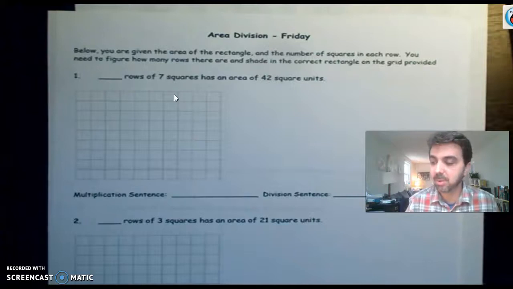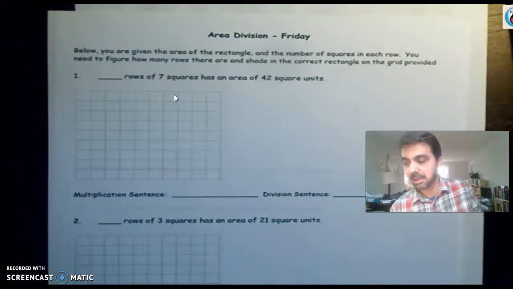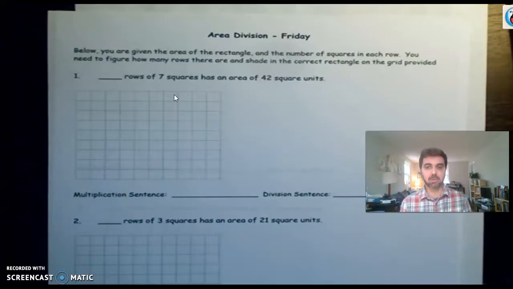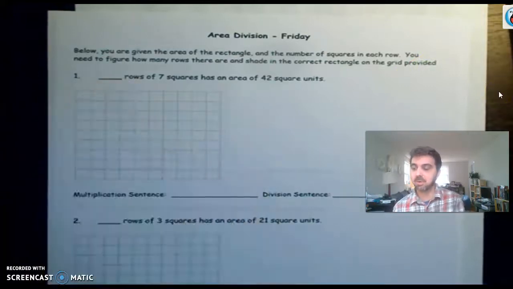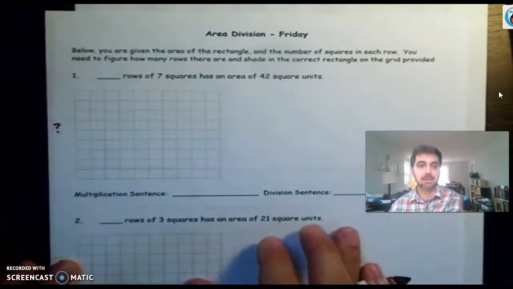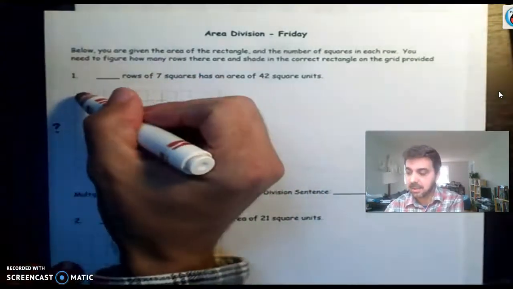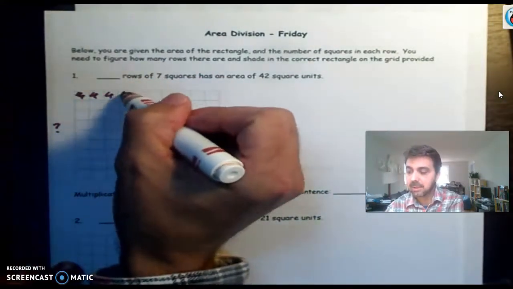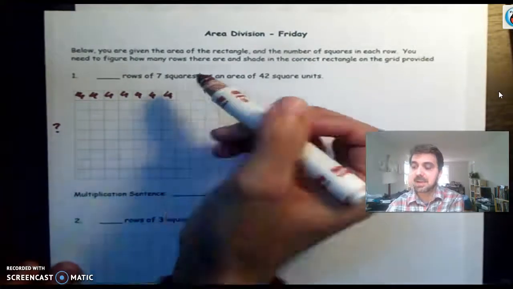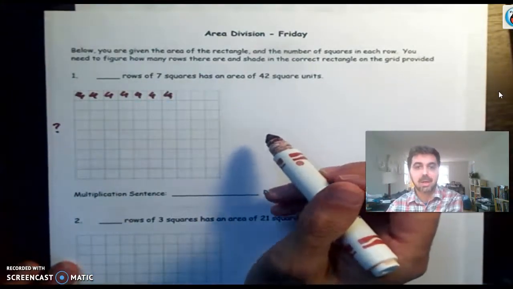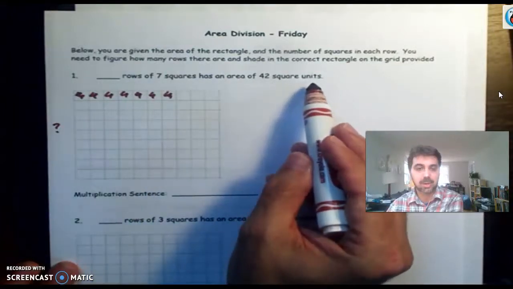It says below you are given the area of the rectangle and the number of squares in each row. You need to figure out how many rows there are and shade in the correct rectangle on the grid provided. All right, so what's going on here? We have some number of rows. Again, we don't know. Some number of rows of 7. So 1, 2, 3, 4, 5, 6, 7. There's 7 in each row. It has an area of 42 square units.